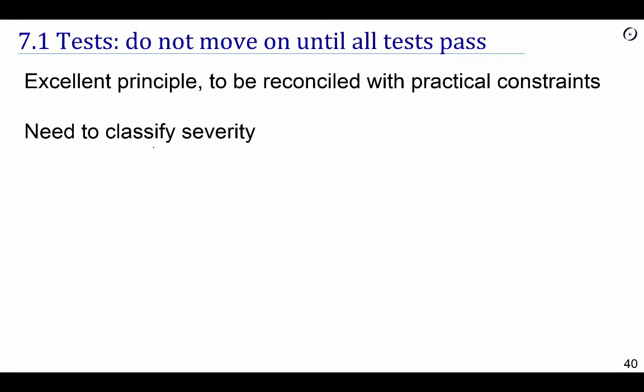Next principle, tests. 7.1, do not move on until all tests pass. This is part of the agile approach's emphasis on the importance of testing, and the idea here is that we have what is known as a regression test suite. We will come back to this notion in the discussion of practices. This is a collection of tests that are essential to the project, and one reason that they are essential is that all of them, or at least most of them, failed at some point. And we want to check that the failures do not reappear, that the faults do not reappear.